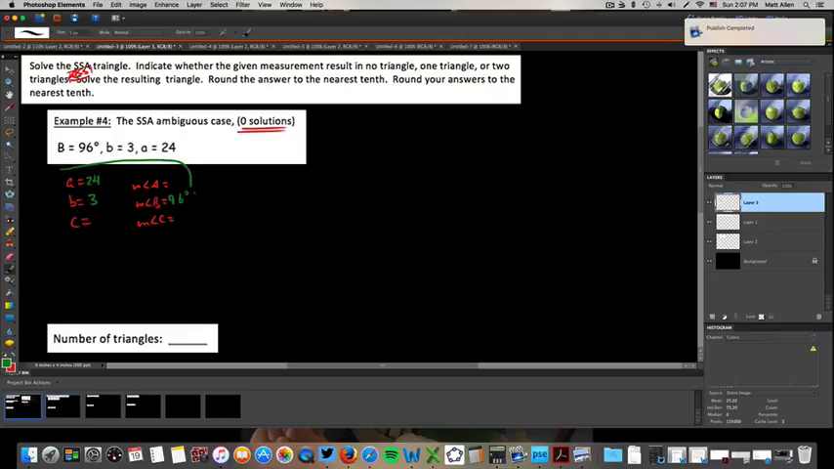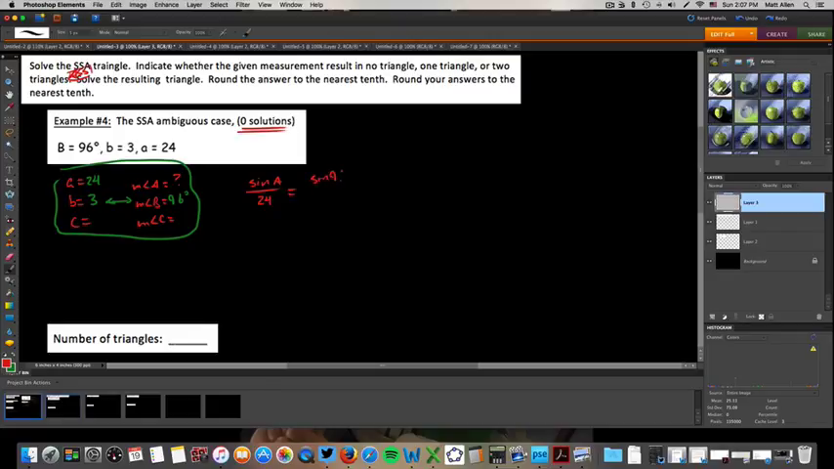So the very first thing I recognize is that we definitely have a side-angle pair, meaning that we can use the law of sines here, and the very first thing I'm going to be looking for is the measure of angle A. So let's set this up. We write the sine of A over the side length opposite, 24, is equal to the sine of B, which is the sine of 96 degrees, over the length of its opposite side. Running our cross product, we get 3 times the sine of A equals 24 times the sine of 96.